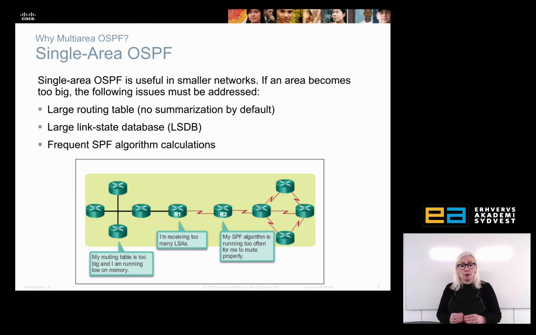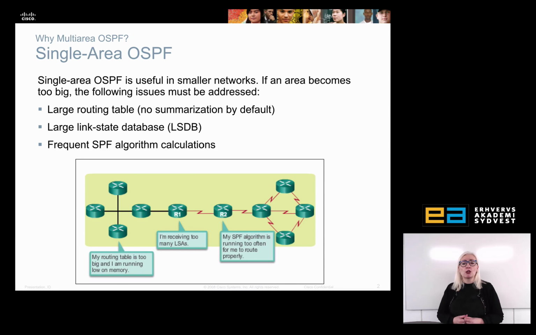When we have OSPF running on a single area and this area is getting larger and larger, we might see some problems in the way that OSPF works because our routing table will be larger and larger. Our link state database, where we have an overview of all our neighbors and the links to all our neighbors, will be huge, and we might have to calculate the shortest path first algorithm quite a lot of times whenever there is a small change in the entire network. And this makes the routing process inefficient.